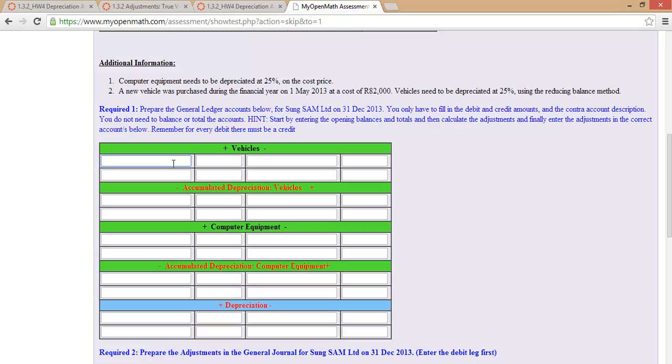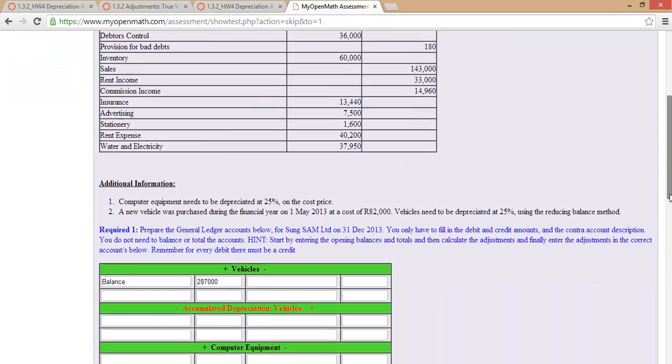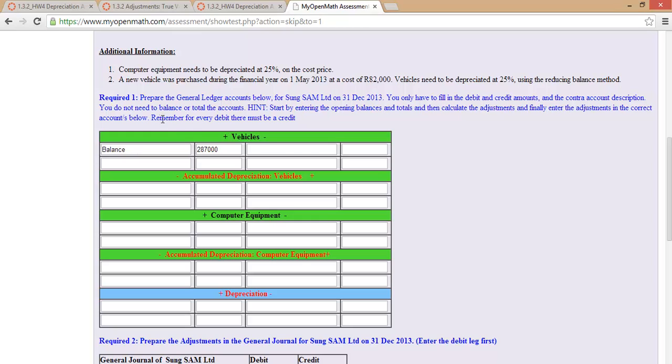So the opening balance on 31st of December for vehicles was the 287,000 Rand that was given in our trial balance. If we were required to do the ledger for the whole period, we would have had here 205,000 Rand, and we would have included our purchases of 82,000 Rand during the year, and either using bank or creditors control. But this question only asked us to do the ledger on the 31st of December 2013, so I can just fill in my opening balance of 287,000 Rand on 31 December.